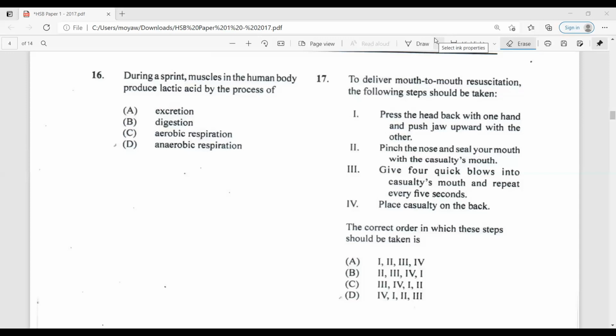And to get rid of that lactic acid, we have to take in a lot of oxygen. Once we have a build-up of lactic acid, we'll have something called the oxygen debt. And to pay back this debt, we have to take in a lot of oxygen, which would cancel out the debt. So in anaerobic respiration, we get lactic acid being produced.